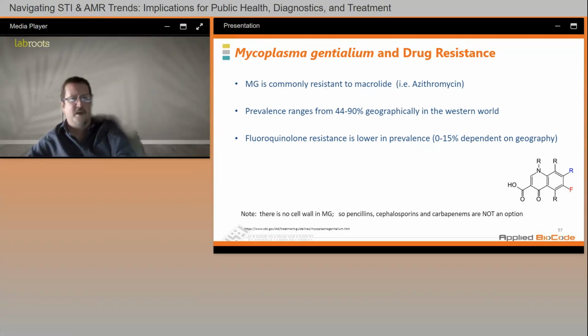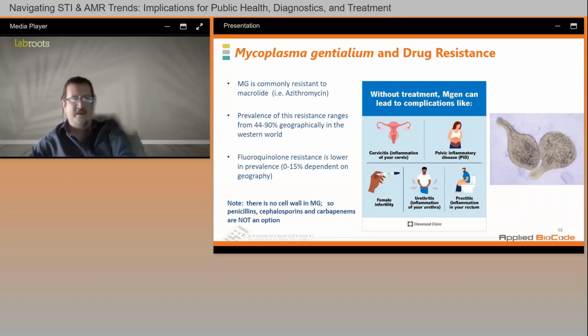It's interesting, Mycoplasma genitalium doesn't have a cell wall. So this is really an ancient organism. So you can't even use penicillins or cephalosporins or carbapenems to treat Mycoplasma genitalium. So to lose just azithro and fluoroquinolones is a big deal. And so it really starts to limit your treatment. So anything we can do to do better stewardship or to detect resistance and to treat this organism more tactically, we'll take advantage of it.